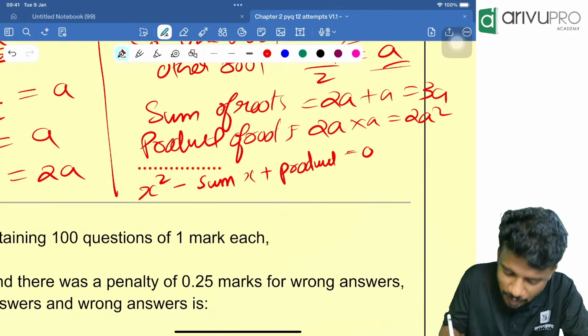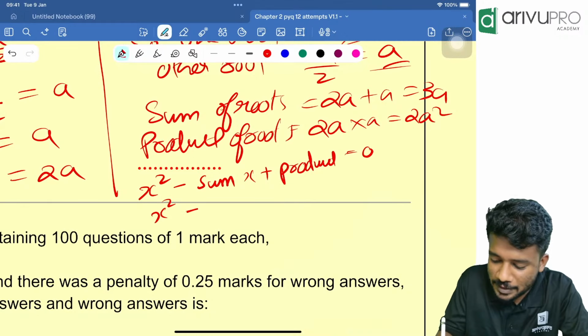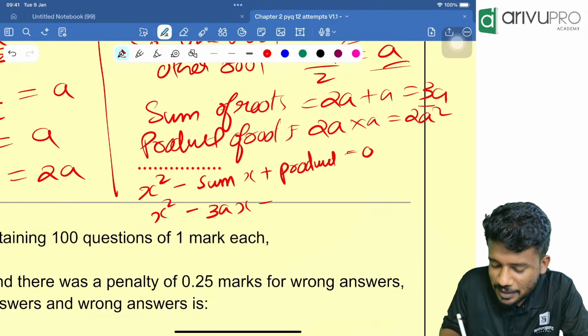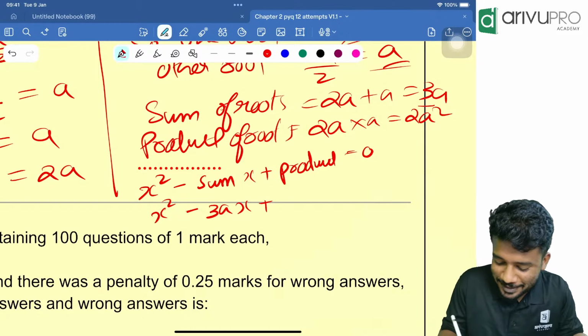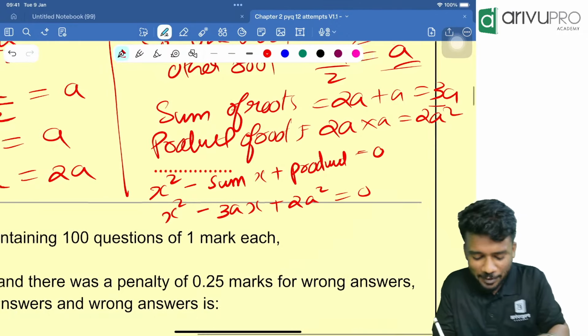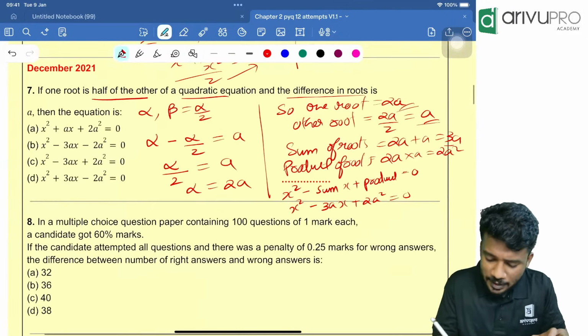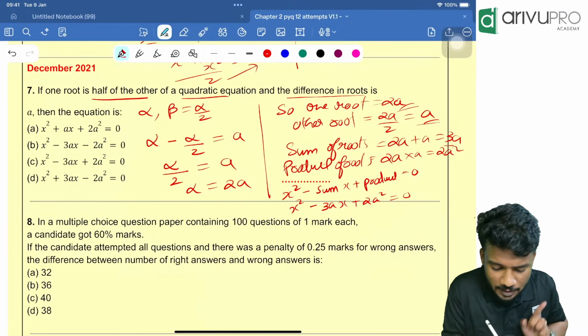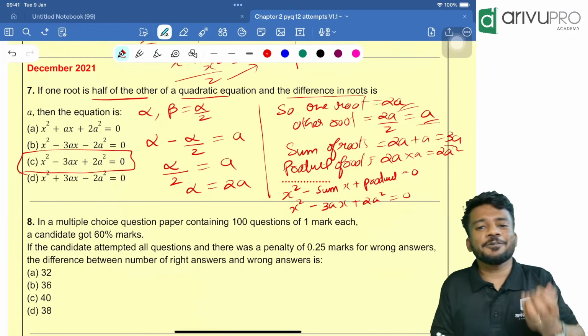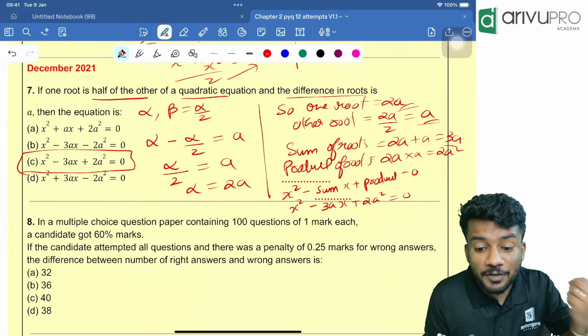Which is equal to 0. Now x square minus sum, which is 3a, into x plus product. Product is nothing but 2a square, which is equal to 0. Now looking at that, which option is the right answer? x square minus 3ax plus 2a square equal to 0. Option C. I hope that everyone understood the method.